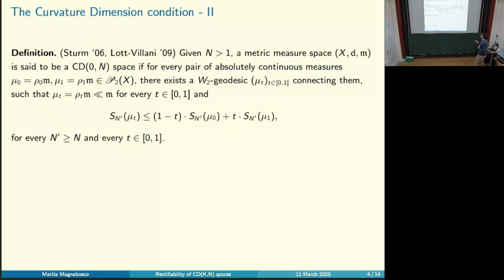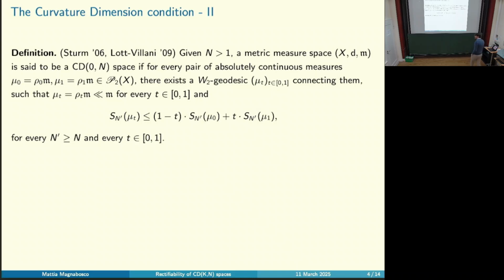In the case K equals 0, this is the formal definition, but basically the CD(0,N) condition is the convexity of the N-Ricci entropy functional in the Wasserstein space. This means that for every pair of measures mu_0, mu_1 in P2, there exists a Wasserstein geodesic, mu_t, connecting them, and with geodesic I simply mean a length minimizing curve in the Wasserstein space, such that the N-Ricci entropy is convex along it.